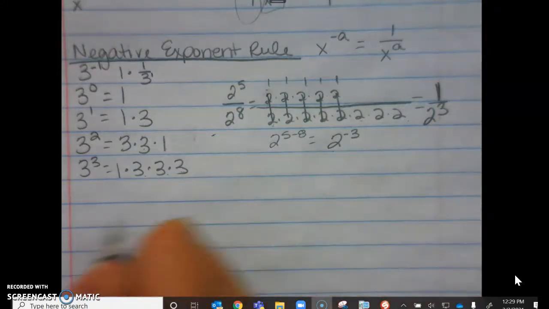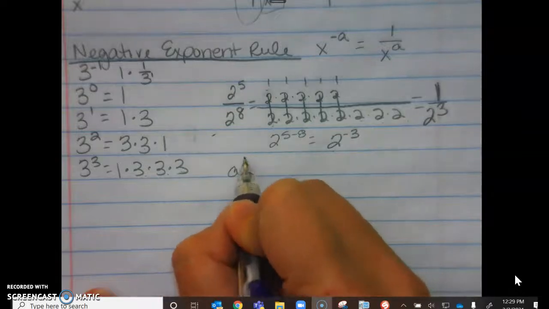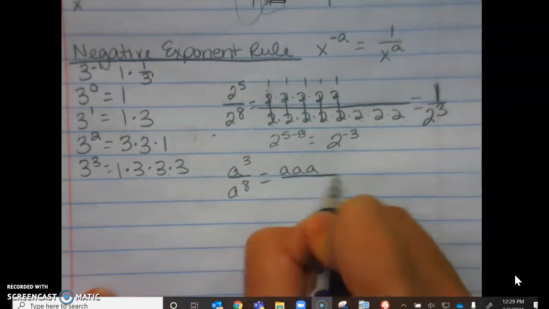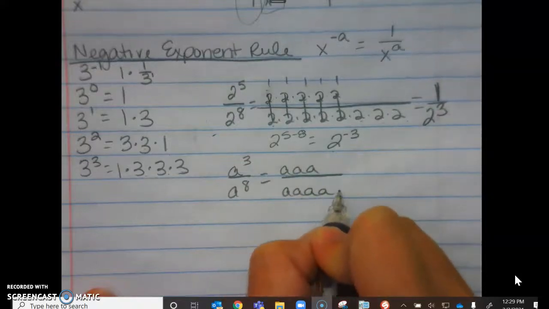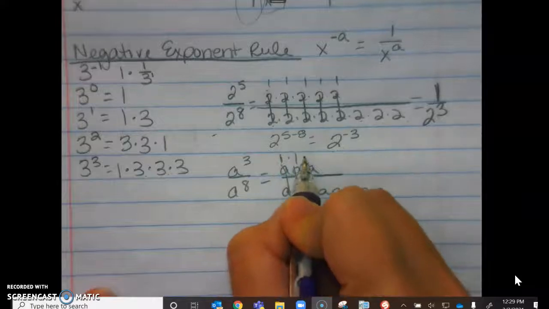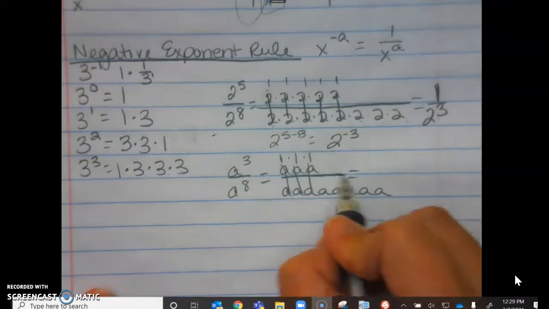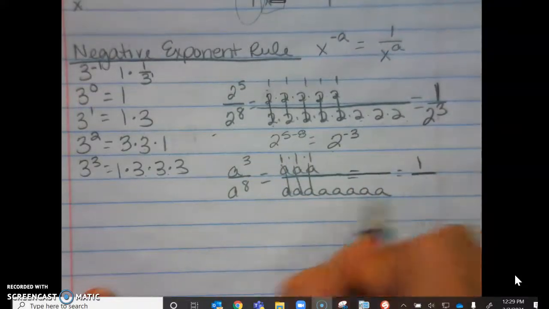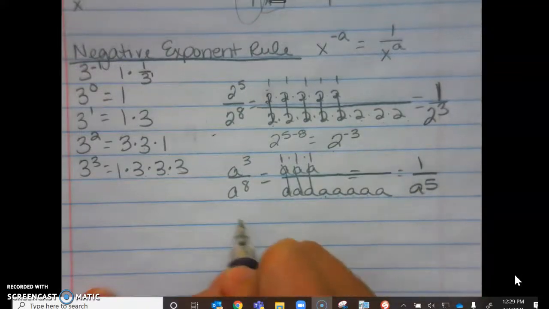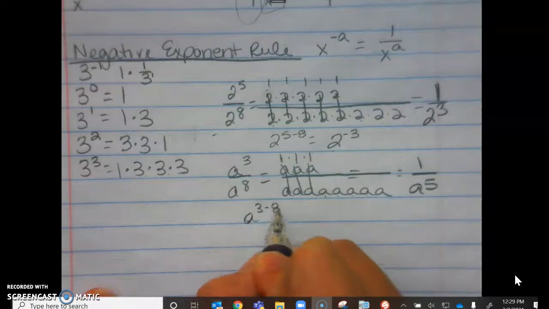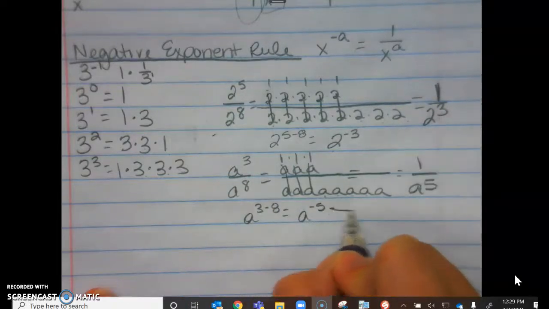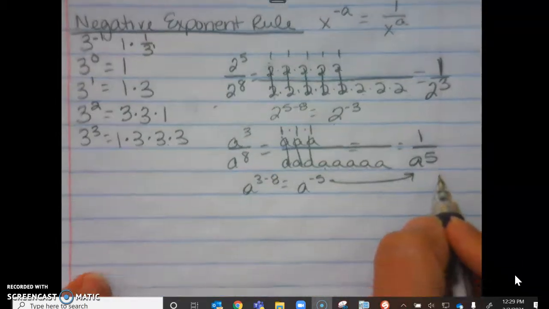Here's another example. A to the 3rd over a to the 8th. So I have my a's, 1, 2, 3, 4, 5, 6, 7, 8. These all become 1s. So I am left with 1 on the top, 1, 2, 3, 4, 5, a to the 5 on the bottom. And my rule would look like 3 minus 8 is negative 5, and negative 5 means it goes in the denominator.